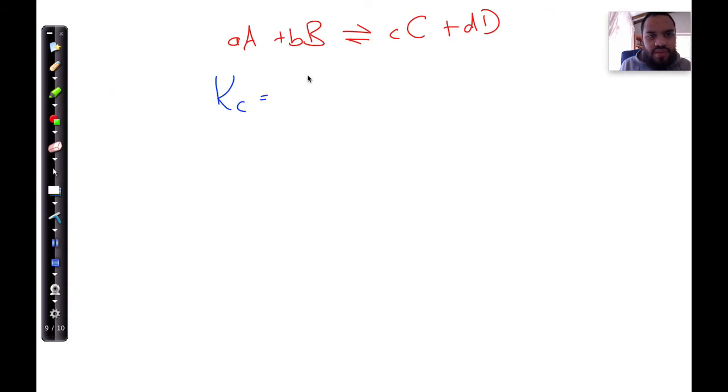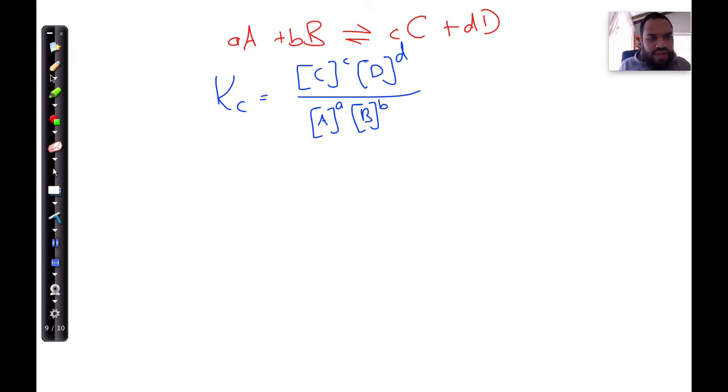Before I continue, I just want to talk about formulae that you find in your book. Remember, we gave you a formula for this reaction: aA plus bB gives me cC plus dD. The equilibrium constant for that specific reaction was Kc is equal to the concentration of C raised to the power of c, concentration of D raised to the power of d, divided by the concentration of A raised to the power of a, multiplied by the concentration of B raised to the power of b.